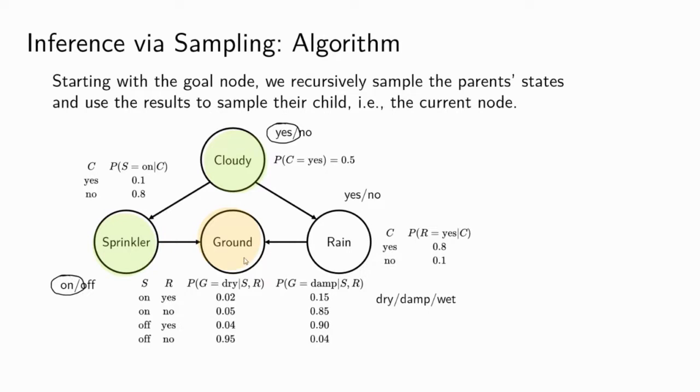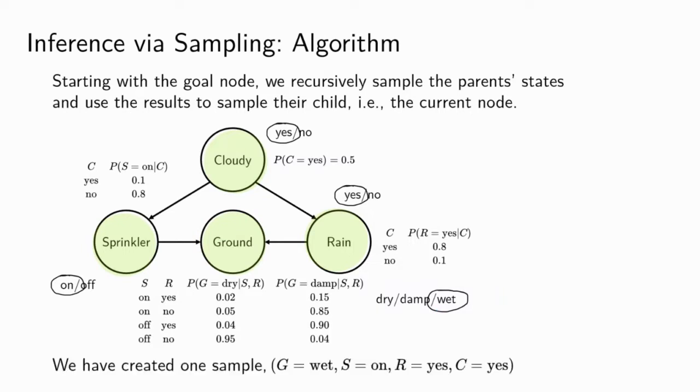Now we backtrack to ground, but we're not done, right? Ground needs to know another parent's value. So we go up to rain, we sample rain, but in order for us to know rain, we need to know cloudy. But in this case, we already know cloudy because we've sampled it before. So we'll just use that same value of cloudy and we'll sample rain. Maybe we get yes for rain as well. And now that we have all of the parents of ground, we can finally sample ground. And maybe once I sample it, I get wet.